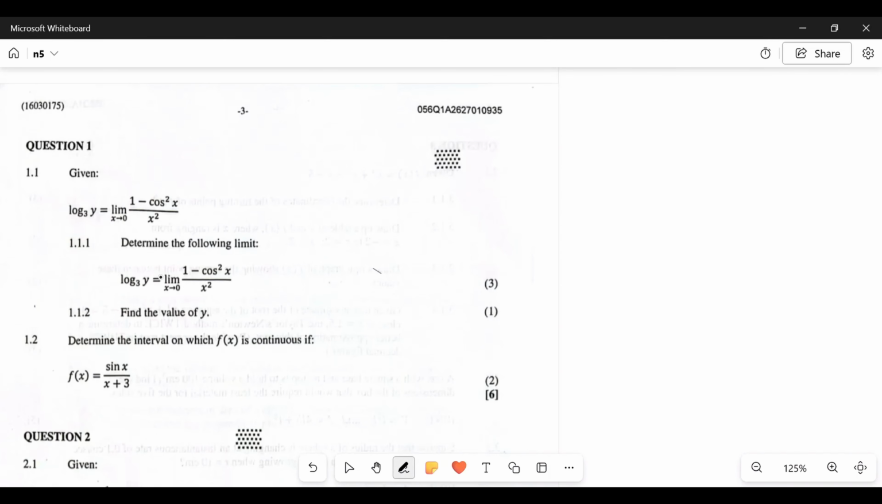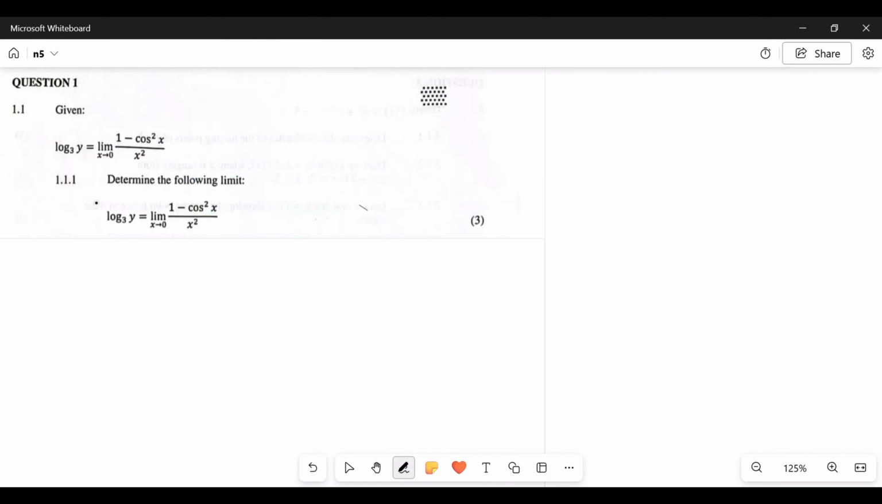All right, so here is our question 1. As you can see, question 1 has 1.1 and 1.2, with 1.1 having two sub questions. So we're going to start with 1.1 and then we're going to do 1.2 later on. So let me just create space so that we can do 1.1. Here is our 1.1, guys. Let's look at this question and let's try to solve it.